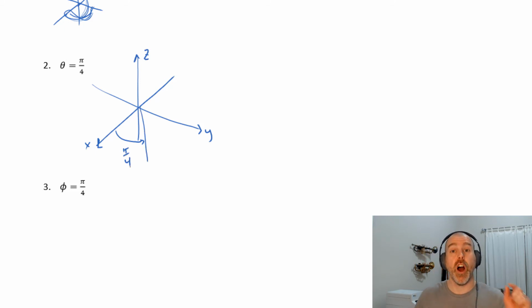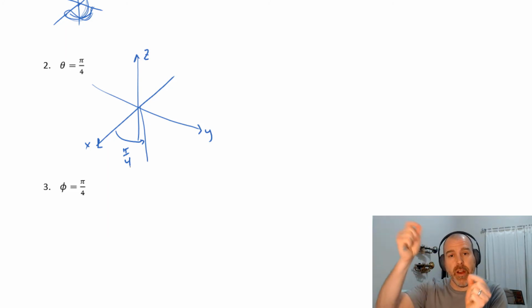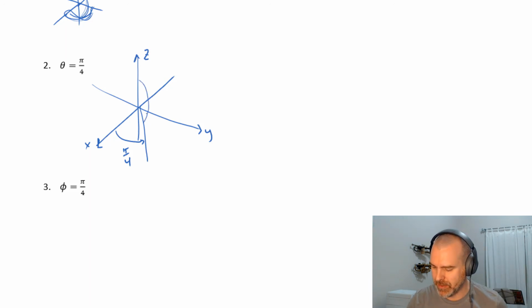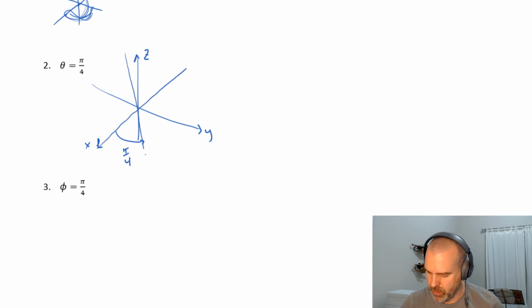And there's no restriction on r, so you're going in and out however far you want. And there's no restriction on phi, so you're rotating from the positive z-axis as far as you want. So you are a plane. I am just not drawing well tonight. Look at that. We're a plane through the z-axis at an angle of pi over 4.